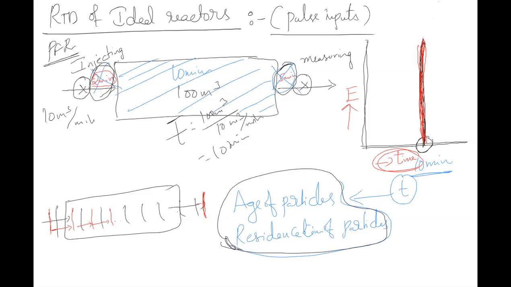So everybody understood here? We'll move to CSTR. Step input we will talk about later; only pulse inputs we are talking about here. From an RTD point of view, pulse inputs are important. So before going into step input, let's imagine a CSTR.